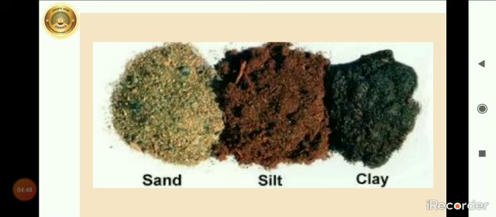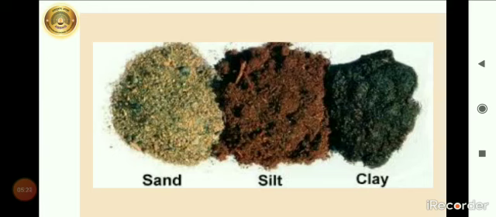Next is clay soil. In this soil, the proportion of small particles is maximum. The particles of clay soil feel smooth to touch. Clay soil has a high water holding capacity. Now students, can you tell why it is difficult to plow clay soil? The reason is in clay soil the proportion of small particles of soil is more. The soil is too soft, and water logging occurs in the soil very easily. Therefore, it becomes difficult to plow clay soil.